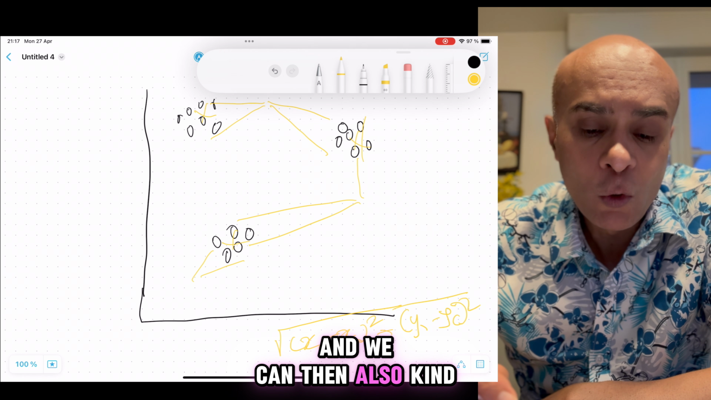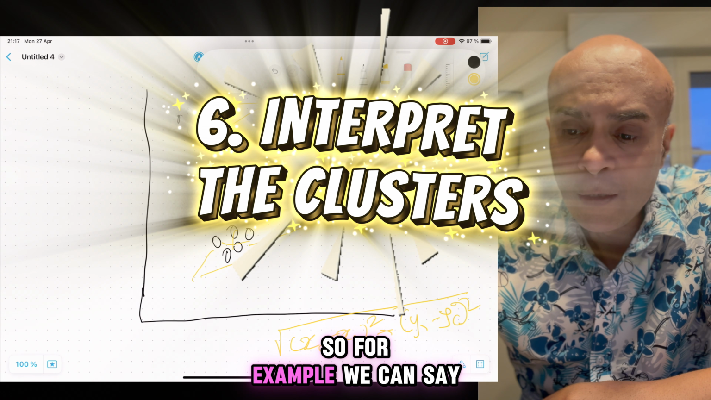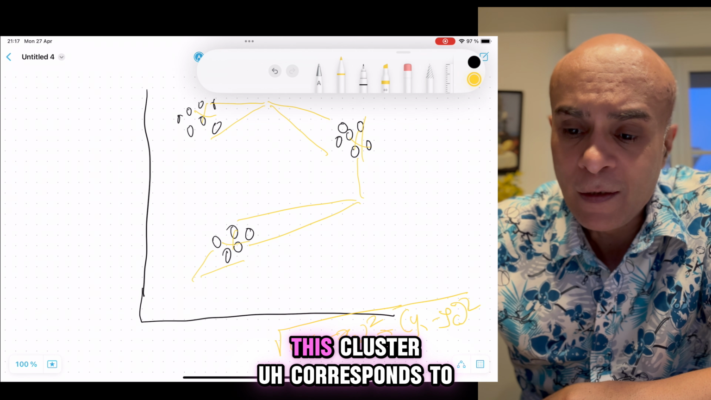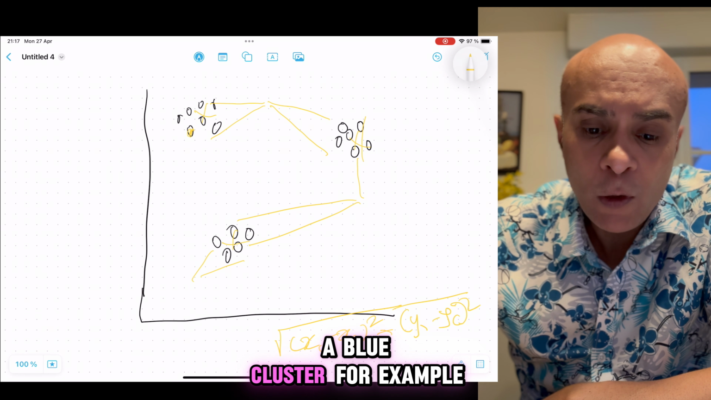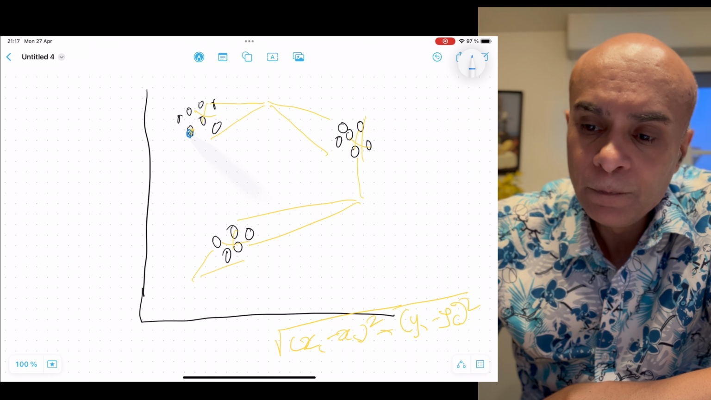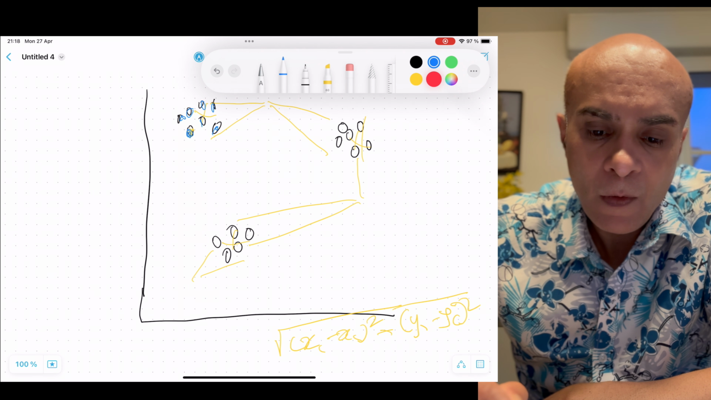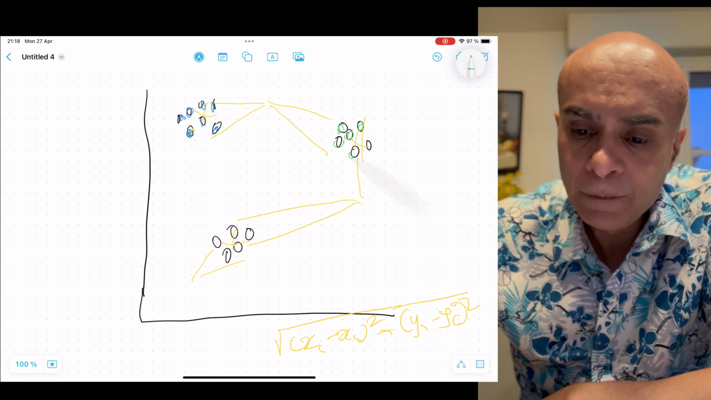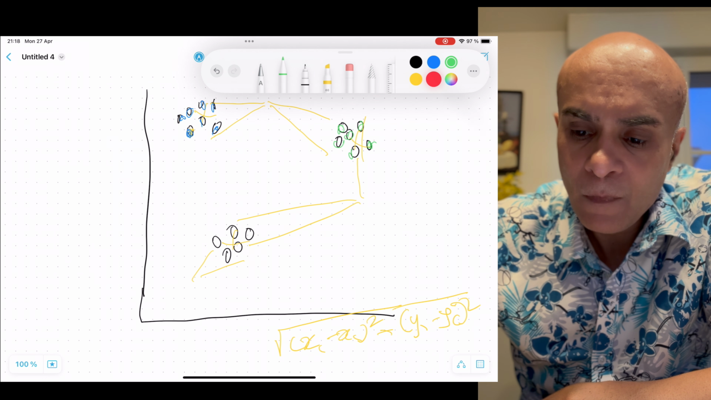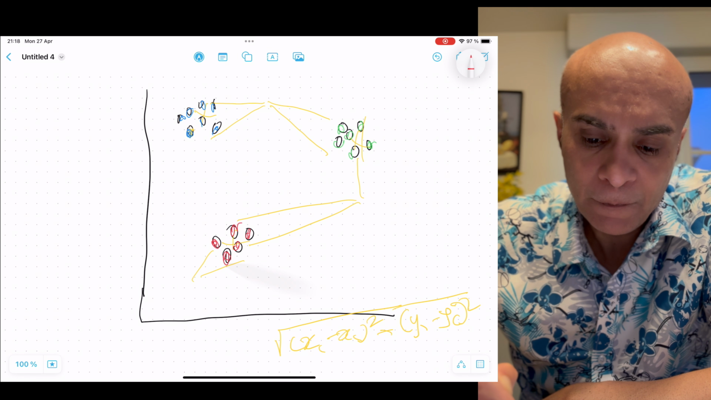And we can then also give a specific meaning to each cluster. So for example, we can say that this cluster corresponds to a blue cluster, this cluster corresponds to a green cluster, and this cluster corresponds to a red cluster.